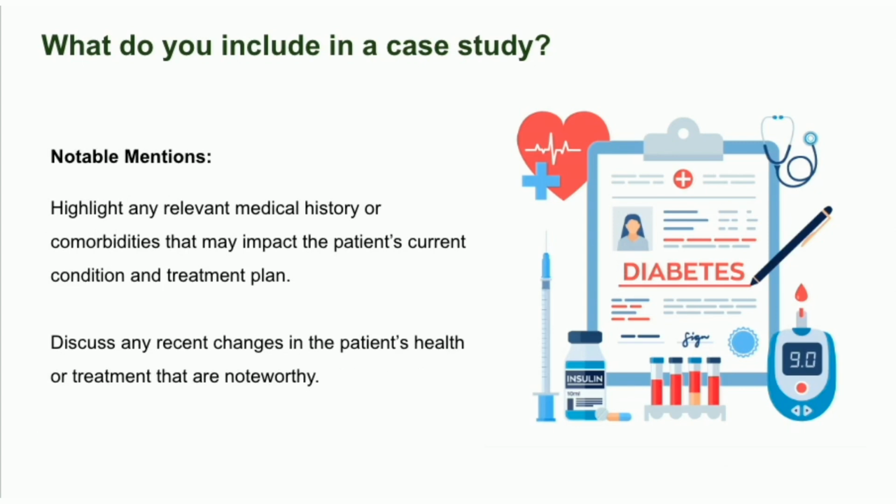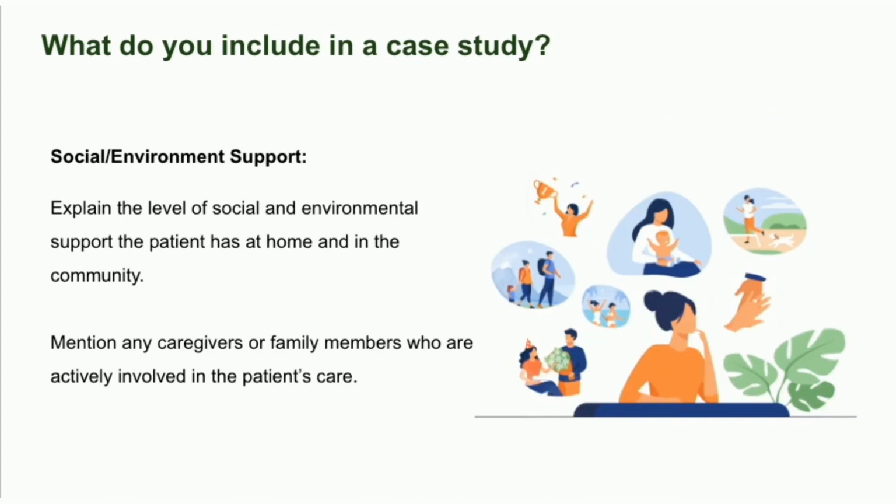Notable mentions. Highlight any relevant medical history or comorbidities that may impact the patient's current condition and treatment plan. Discuss any recent changes in the patient's health or treatment that are noteworthy. Social environment support. Explain the level of social and environmental support the patient has at home and in the community. Mention any caregivers or family members who are actively involved in the patient's care.